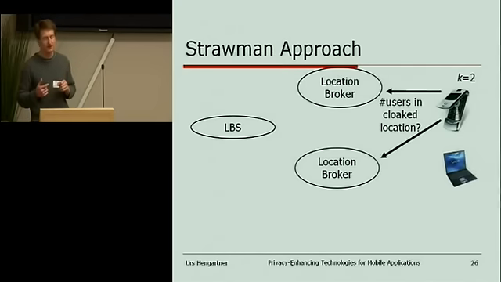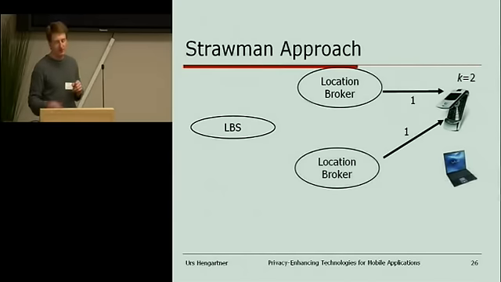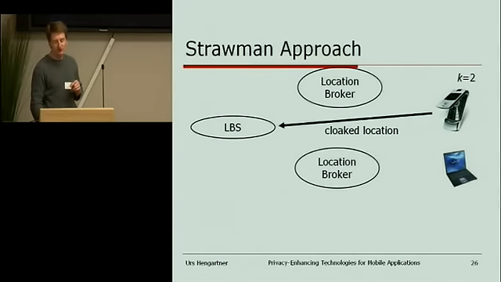if I want to know whether there's a sufficient number of people at a cloaked location, I just query each broker. They send me the number of people currently at this location. I sum up the numbers, and if there's a sufficient number, I send the cloaked location to the location broker. Sorry, to the location-based service.